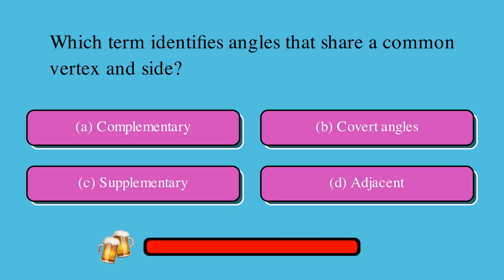Which term identifies angles that share a common vertex and side? Is it A, complementary, B, covert angles, C, supplementary, or D, adjacent? The correct answer is D, adjacent.